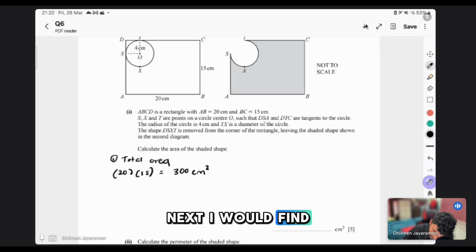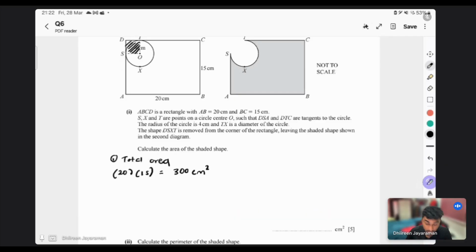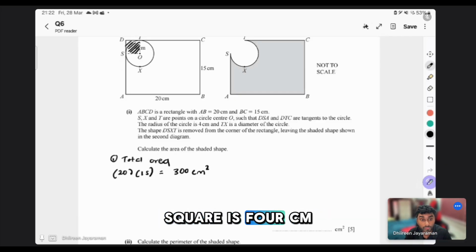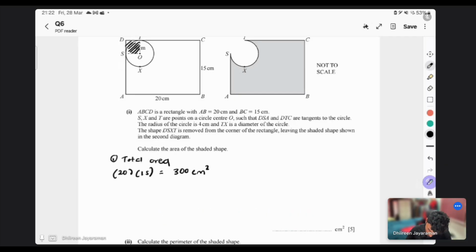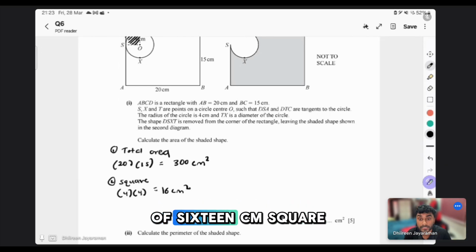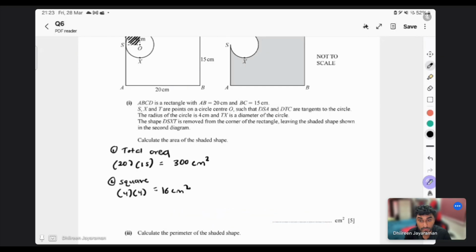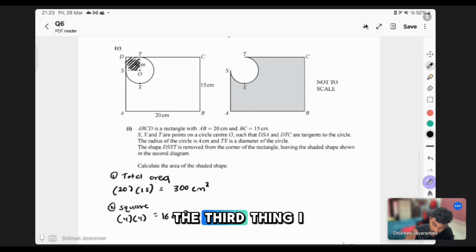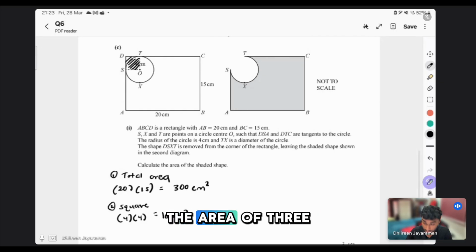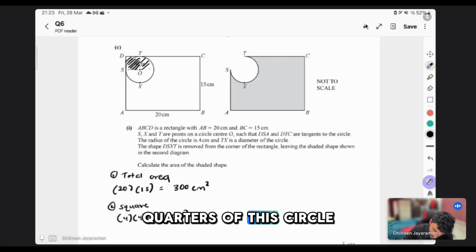Next, I would find the small square. Since the radius is 4, the length of the square is 4 cm. Sorry, I mean 4 cm, not cm cubed. I'd get an area of 16 cm squared for this square. The third thing I would do is calculate the area of 3/4 of this circle.